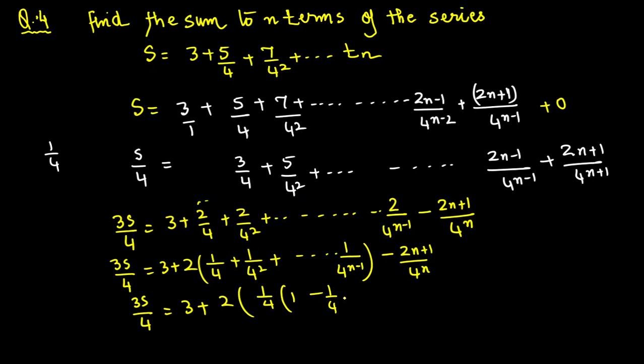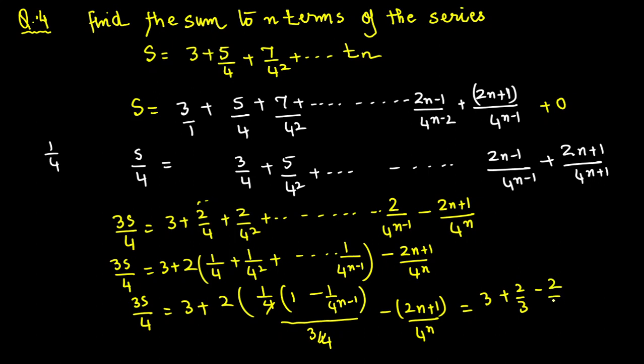Okay, not n minus 1. So divide by 1 minus r. 1 minus r means 1 minus 1 by 4, that is 3 by 4, minus 2n plus 1 upon 4 to the power n. So I can write it like this: 3, this 4 gets cancelled and this becomes 2 by 3 minus 2 upon 4 to the power n minus 1, and this again 3 will be here, 3 minus 2n plus 1 upon 4 to the power n.